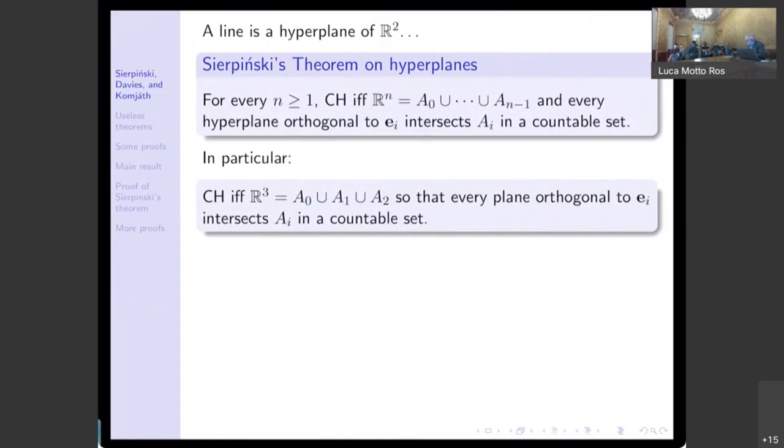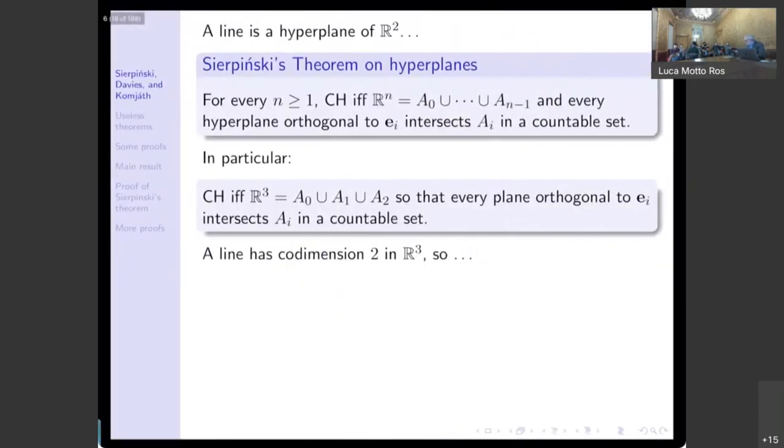Okay, so in particular, CH if and only if R^3 can be written as the union of three sets, A0, A1, A2, such that every plane orthogonal to the x-axis, y-axis, or z-axis intersects the relevant set in a countable set. Okay, countable. Why do we have countable and not finite? Because for R^2, we have lines that have countable intersection. So this is the correct generalization. But it works for every exponent, for every size.